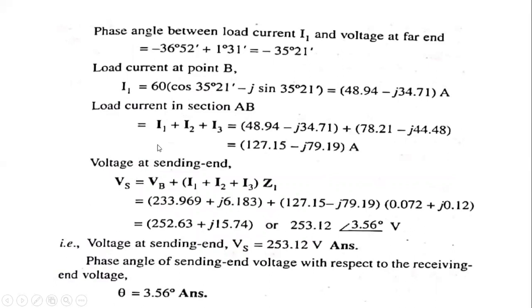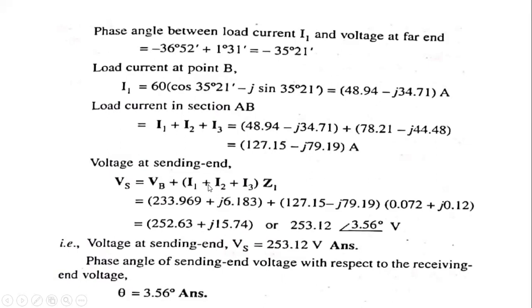Next we calculate the voltage at the sending end, that is Vs. Therefore, Vs is equal to VB plus I1 plus I2 plus I3 into Z1. Understand? Therefore, the sending end voltage is equal to VB plus the voltage across the AB section.